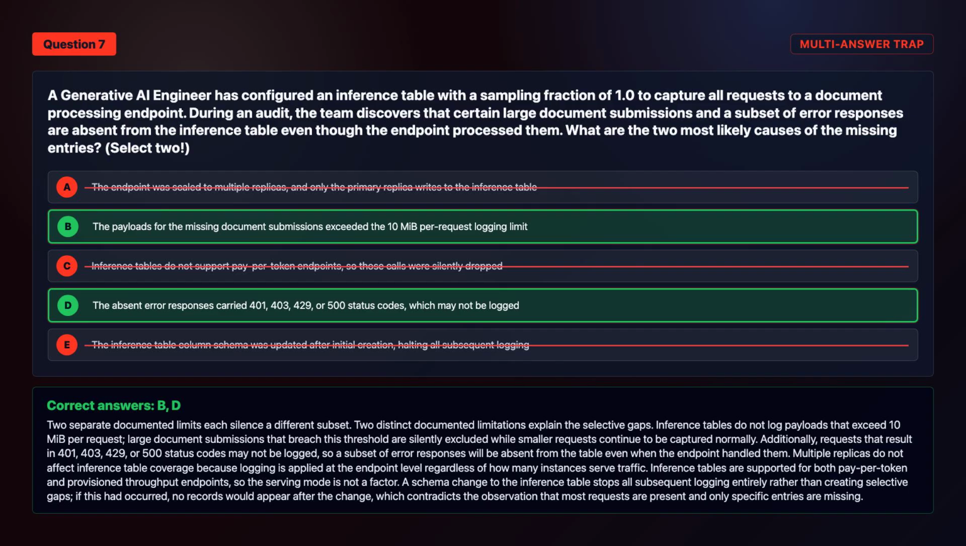Multiple replicas do not affect inference table coverage because logging is applied at the endpoint level regardless of how many instances serve traffic. Inference tables are supported for both pay-per-token and provisioned throughput endpoints, so the serving mode is not a factor. A schema change to the inference table stops all subsequent logging entirely rather than creating selective gaps. If this had occurred, no records would appear after the change, which contradicts the observation that most requests are present and only specific entries are missing.